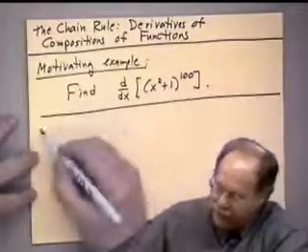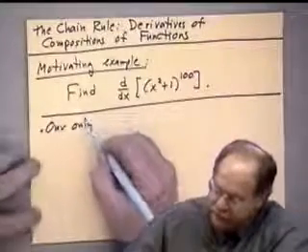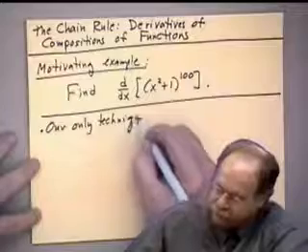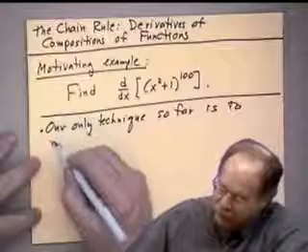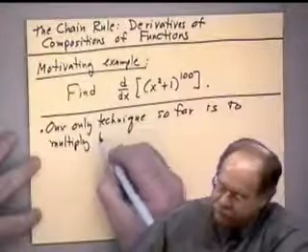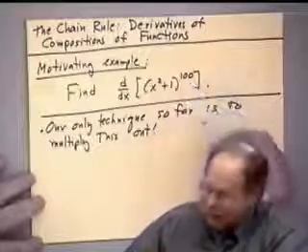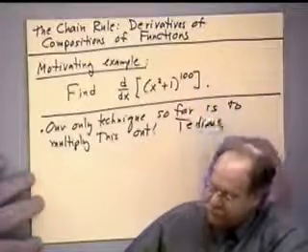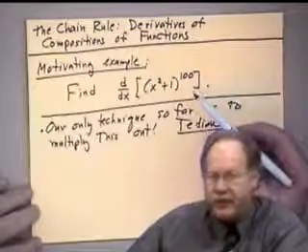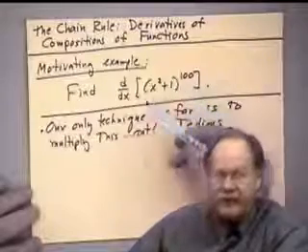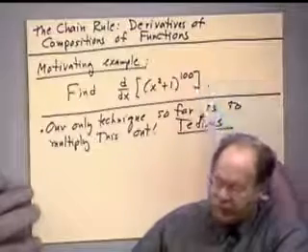Now, what kind of technique do we have so far? Our only technique so far is to multiply this out. Well, that's a power of 100. That's tedious. No one wants to do that. There ought to be some easier way to find the derivative of this function, rather than multiplying this out and getting a very, very long polynomial and then just computing the derivative step by step. There ought to be something a little easier.